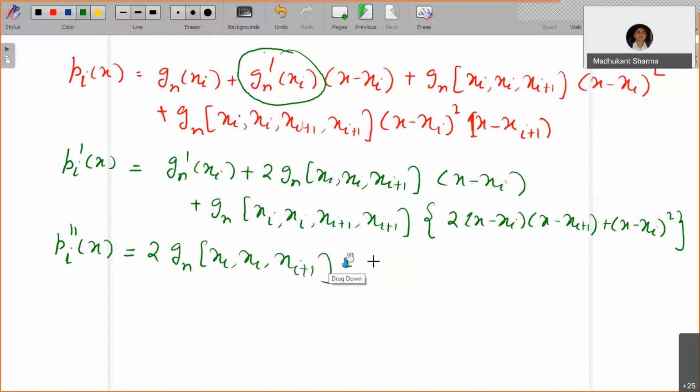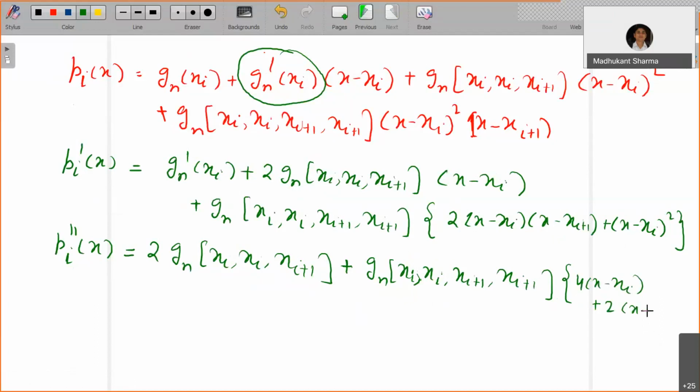Plus gn times this divided difference gn xi comma xi comma xi plus 1 comma xi plus 1 times. So if you differentiate again, this is 2 times x minus xi, and this is 4 times x minus xi plus 2 times x minus xi plus 1, if you simplify it. Now, what will be pi double dash at xi plus?